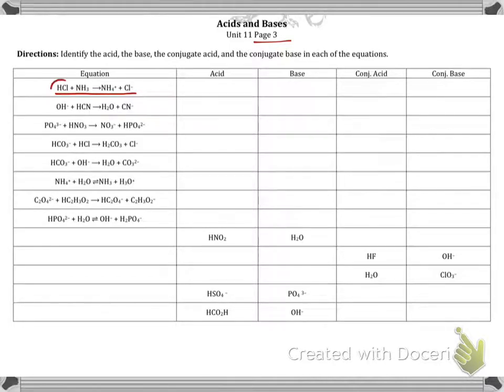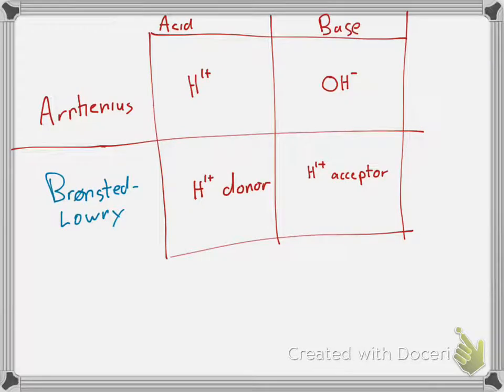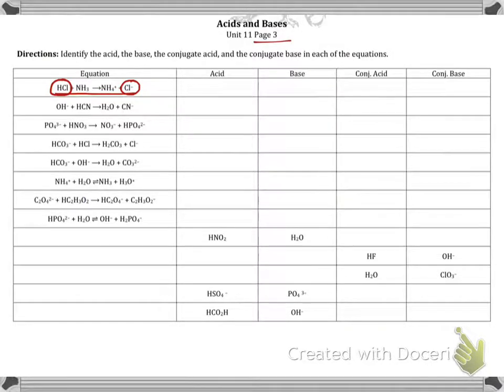If you take a look, it's the hydrochloric acid that is losing a hydrogen when it goes from reactant to product. Notice how it lost a hydrogen. So if it's losing a hydrogen, according to our definition, it's a hydrogen donor. So something that loses a hydrogen is a hydrogen donor, which is an acid. So the acid in this situation is HCl.